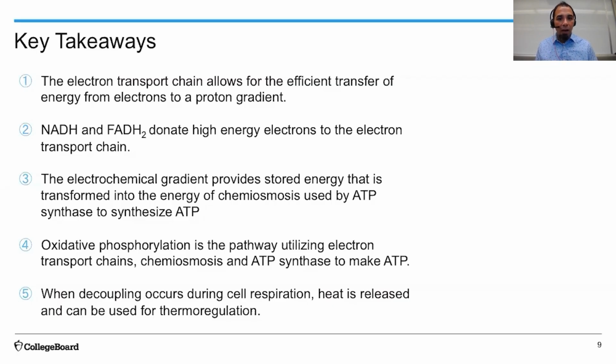A lot going on there. Chemiosmosis, those protons are moving through, and as they move through, ATP will be formed. Oxidative phosphorylation is a pathway utilizing electron transport chains, chemiosmosis, and ATP synthase to make ATP. I would go back a couple slides, draw that picture, and just label it with all these terms and try to explain it to yourself or explain it to somebody else. And finally, when decoupling occurs during cell respiration, heat is released that can be used for thermoregulation in endotherms like us.